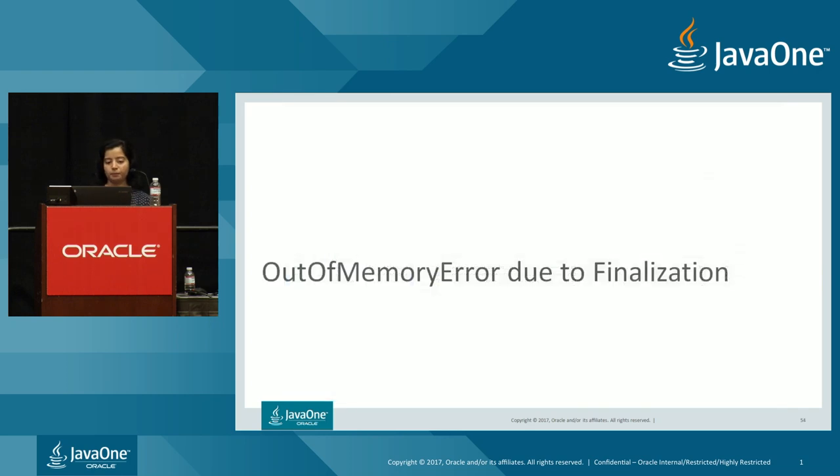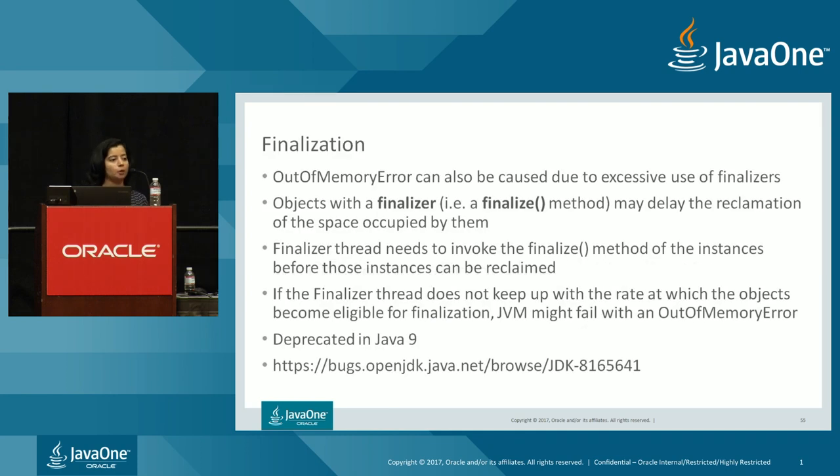So, out of memory error due to finalization. As we all know, finalization is a feature in Java where your class can have a finalize method and instruct the JVM not to collect my objects until my finalize method has been executed. Even if the objects of a specific class which has a finalize method are eligible for collection, they won't be collected until the finalizer thread has the chance to execute the finalize method on those instances.